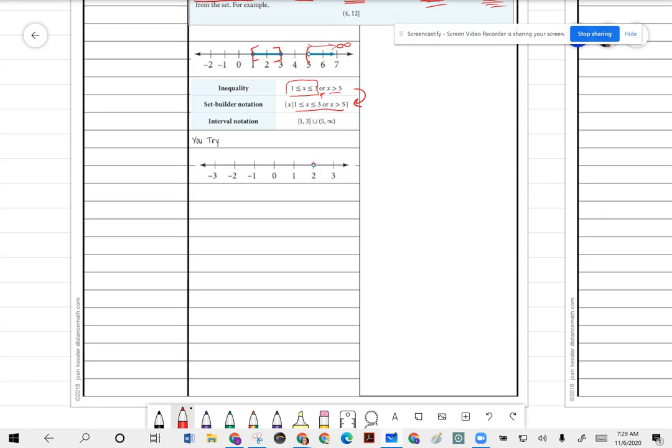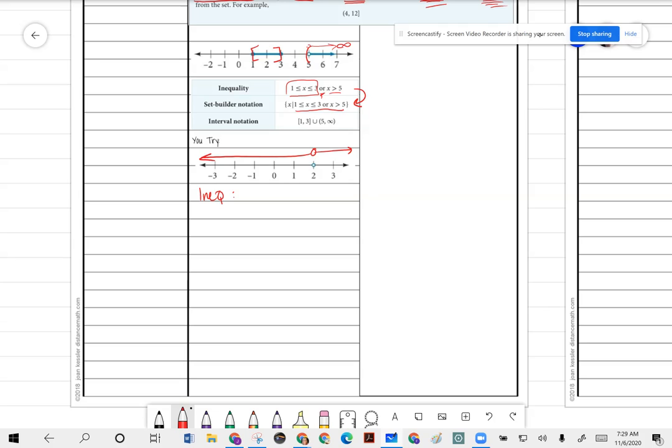I have an open dot at 2, and we are going in both directions. So pause the video and try to do this as an inequality, set builder, and interval notation.